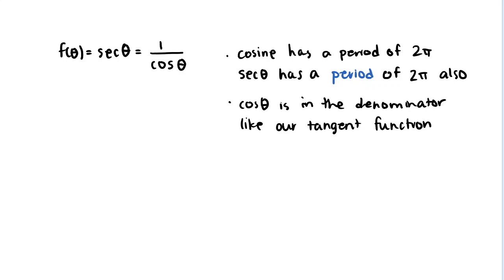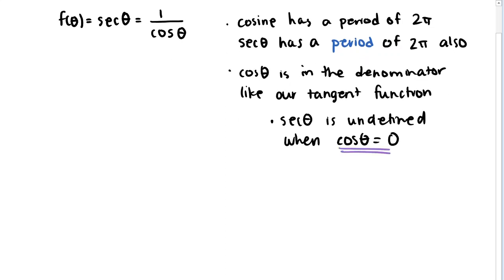And so we get that secant of theta is undefined when cosine of theta is 0. So secant of theta is undefined when cosine of theta is equal to 0. And so this occurs, like we said earlier, at pi over 2, and any time we add on pi multiples to pi over 2, right?